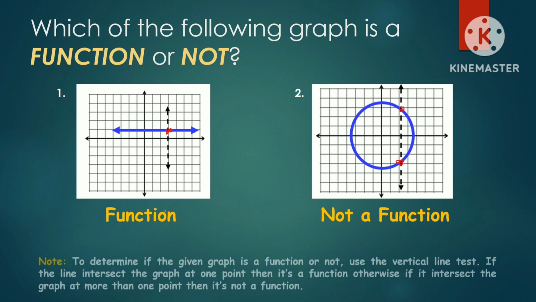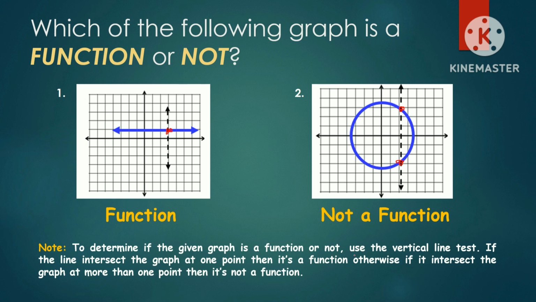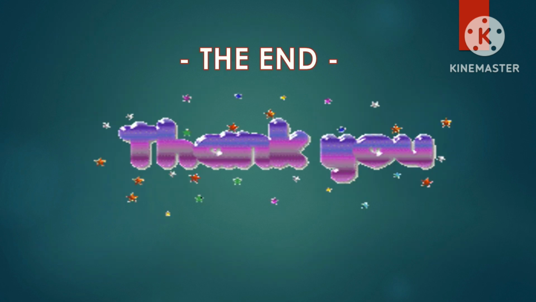Okay? So, meaning to say, to determine if the given graph is a function or not, we use the vertical line test. If the line intersects the graph at one point, then it's a function. Otherwise, if it intersects the graph at more than one point, then it's not a function. Okay? So, very easy lang din naman kapag given yung graph. So, that is all for this video, and I hope that you could be able to easily determine right after this if the given ordered pairs, table of values, and graph is a function or not.